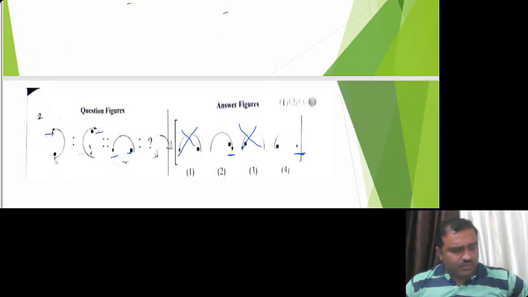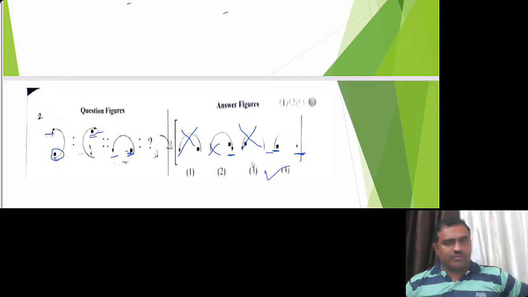Now see the position of the circle. The circle is at the bottom. It changes and goes up. So now the position of the square will also change and it will take place over here. So this will be cancelled and the fourth one is the correct one. Got it? Hello everyone, have you got it?